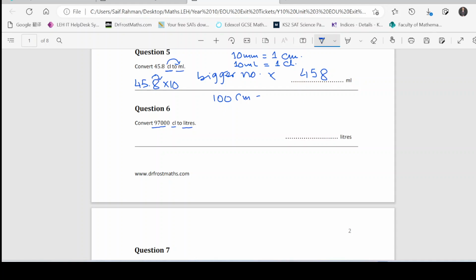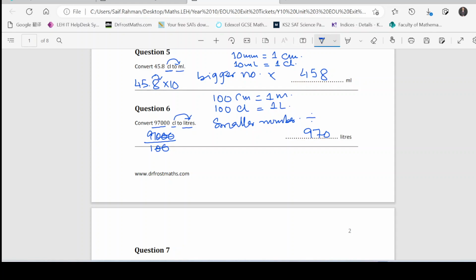So centiliter is the smaller one, and we are converting into a bigger unit, so our answer will be a smaller number. To make it a smaller number, we have to divide. So 97,000, and then divide by how much? Just 100. Two zeros cancel out, and we get 970 liters.